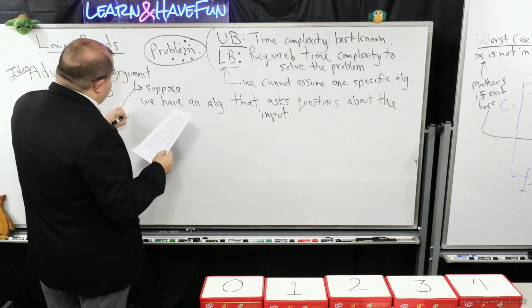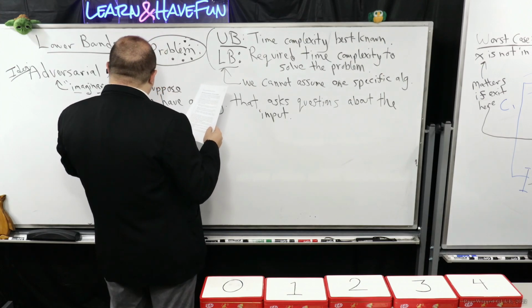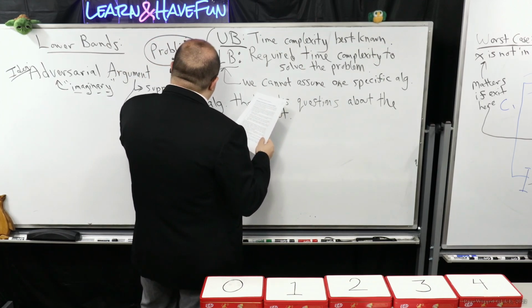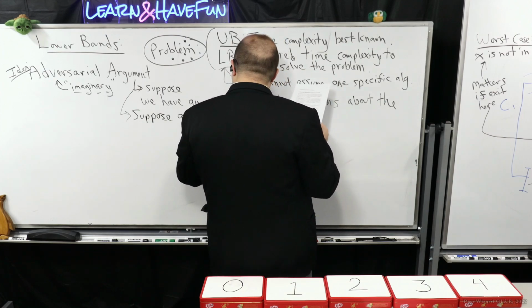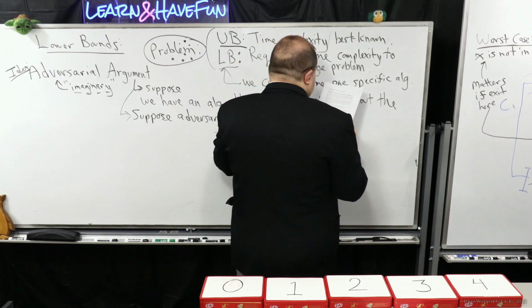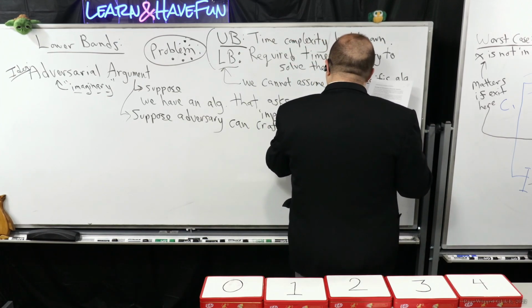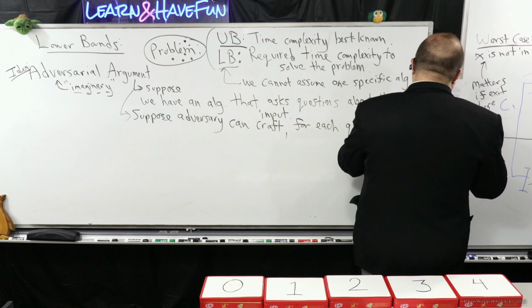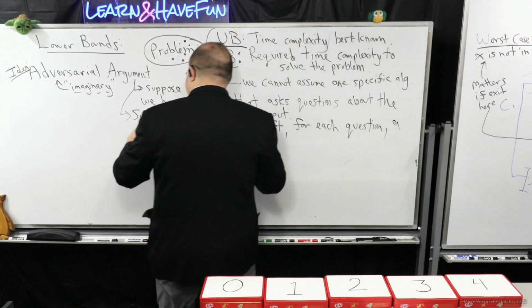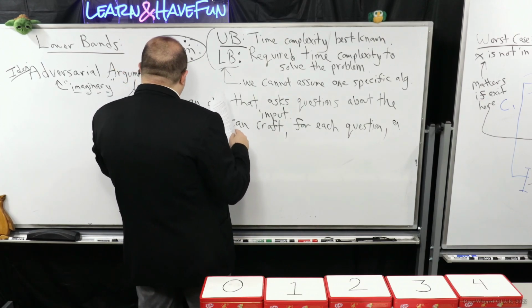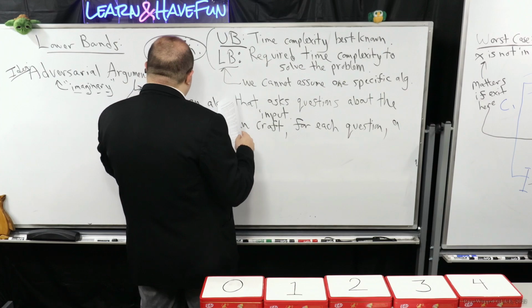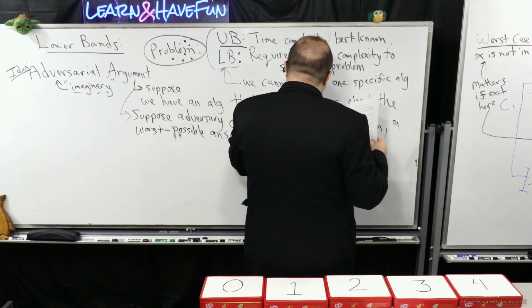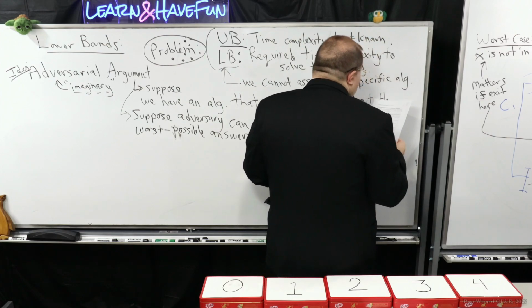Now, this is where the adversary comes in. So suppose that this adversary can craft, for each question, a worst possible answer to the question.